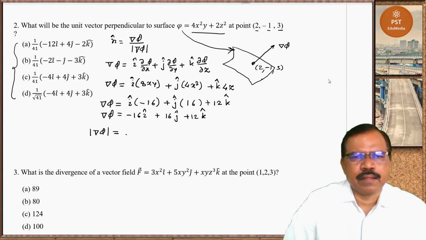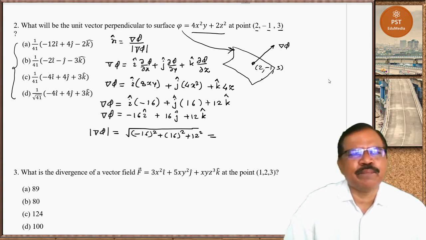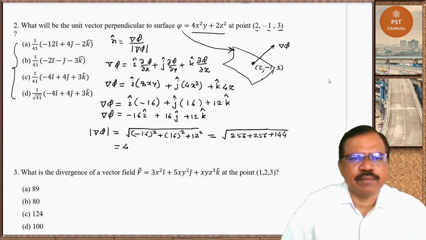Under root, minus 16 square plus 16 square plus 12 square. So if we find this, 16 square we know it is 256, plus 256, plus 144. So if we add and find, you will get 4 root 41, this one.